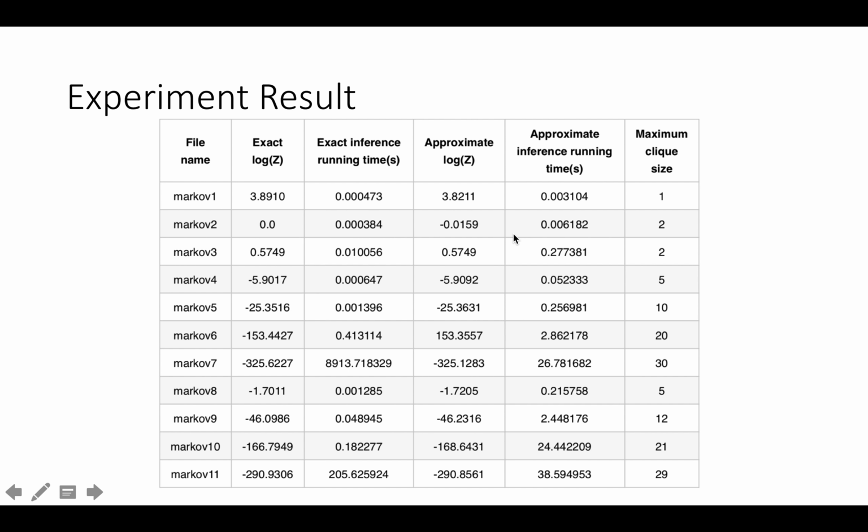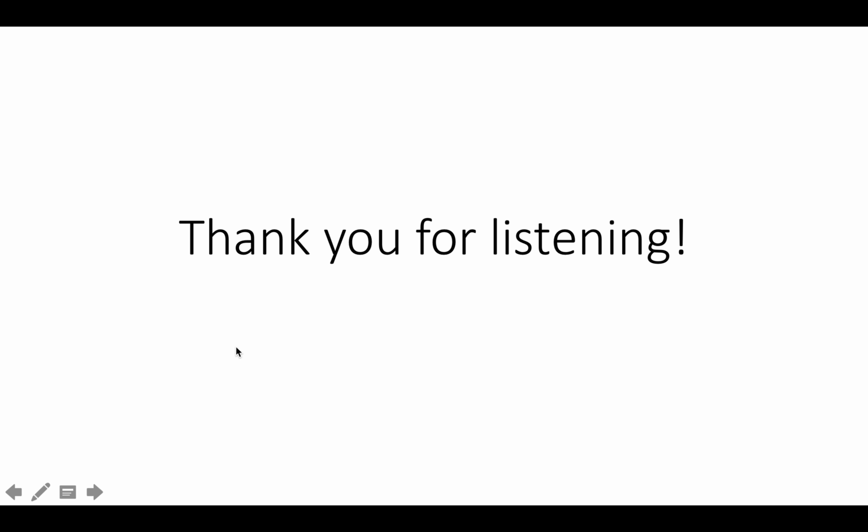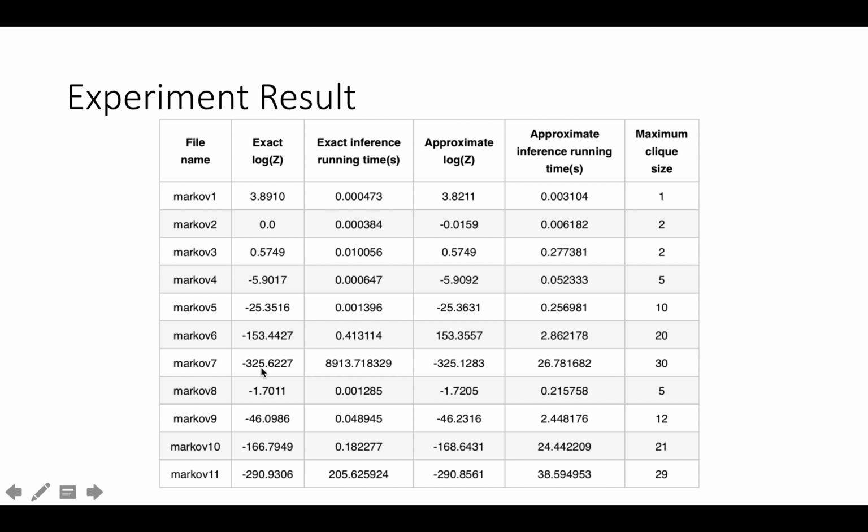So this is the experiment result of my code. You can see here, for Markov 7, it takes hours to run the exact inference, but it only takes half a minute to run the approximate inference, and we can get a similar result.